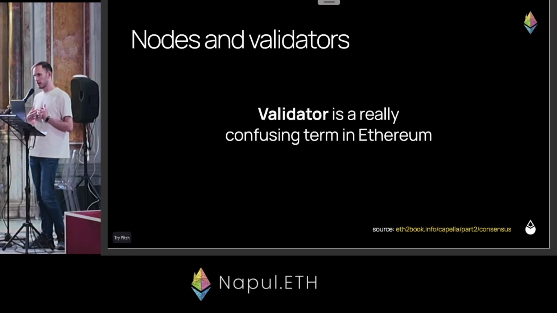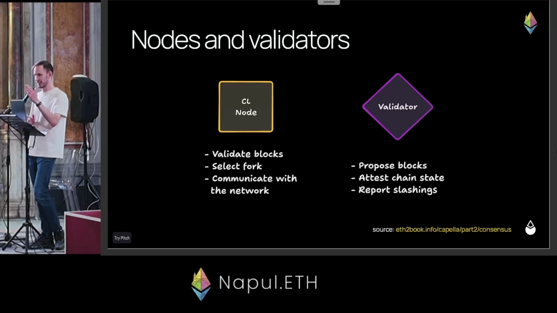In fact, I would say that validator is a really confusing term in Ethereum, because according to the Ethereum glossary, a validator is just a virtual entity on the consensus layer network, described by its public key and its balance. So it does not validate anything, in fact. And here is the actual split of responsibilities between consensus layer nodes and the validator.